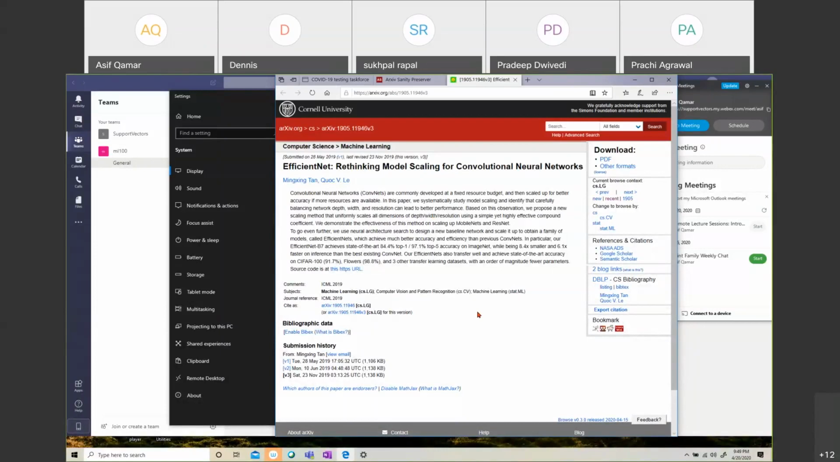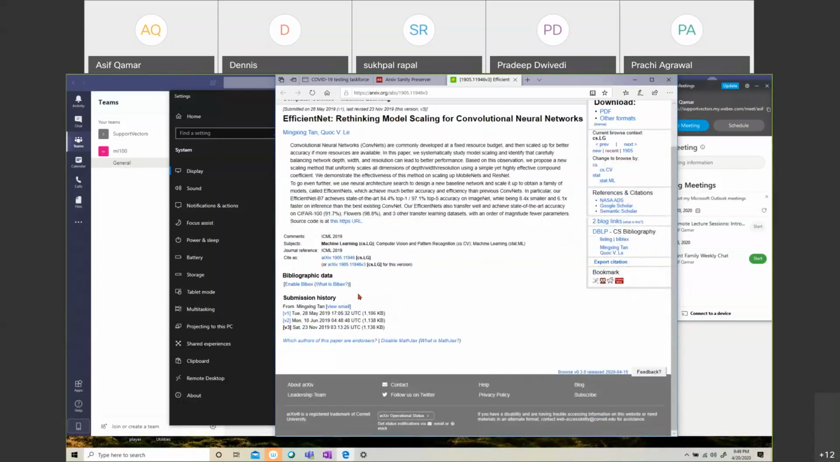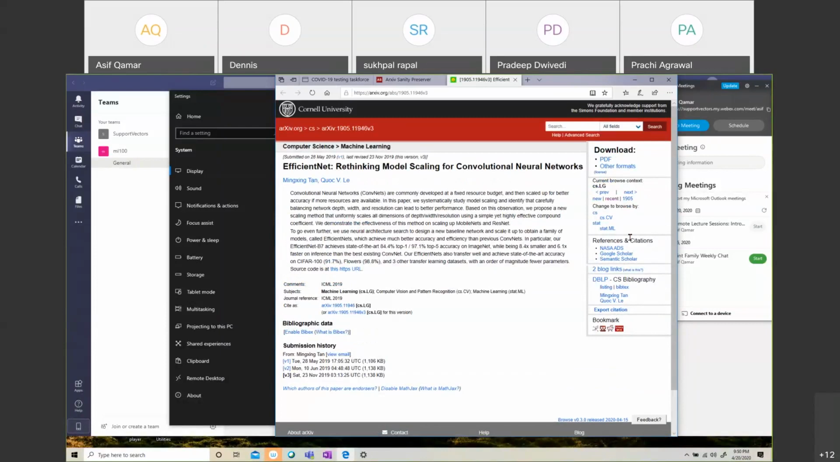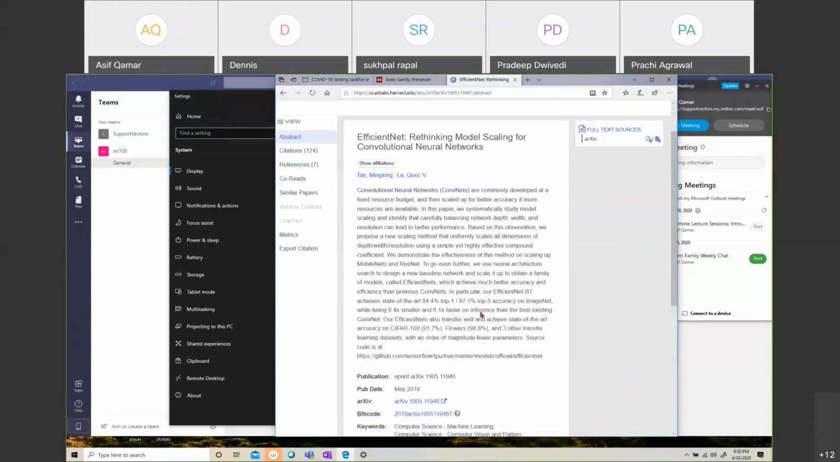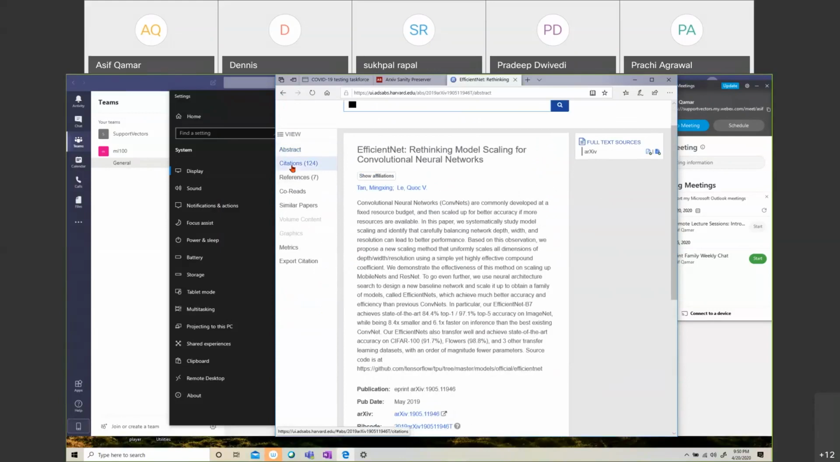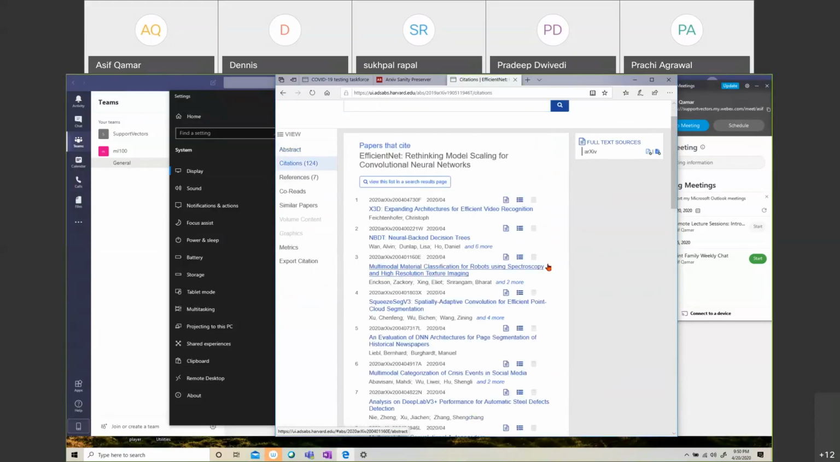When you go here, you can see the citations that this paper has received. Where are the citations? Typically, it shows cited as or as references and citations. So if you go here, you will see citations. This paper has already received 124 citations. This is not some blogs pointing to it. 124 other research papers are already referring to this research paper.